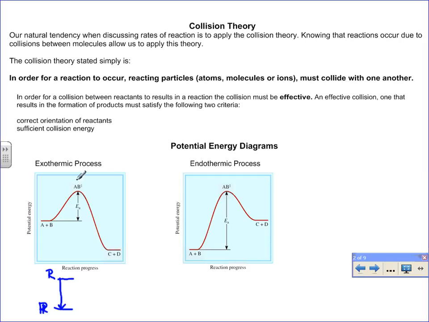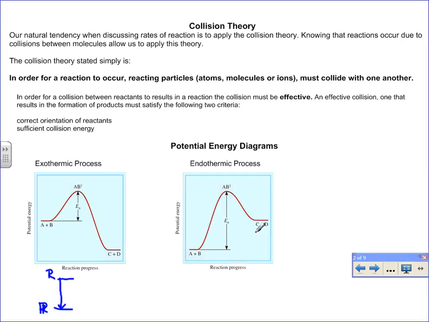At the peak, we have what's called the transition state. Okay, so this is the state where the molecules are neither reactants nor products. They're in a high energy state in between the two. And we'll look at an example in a moment.